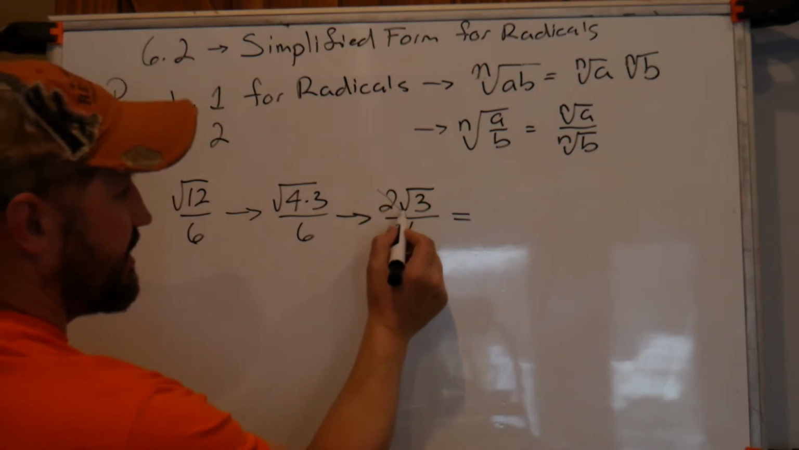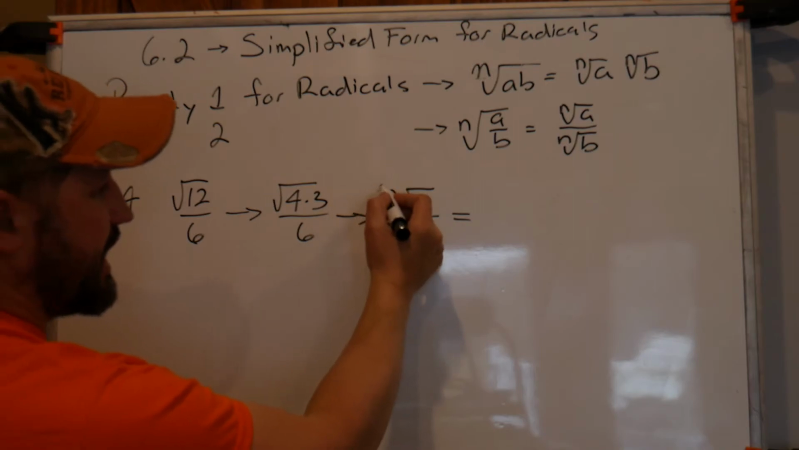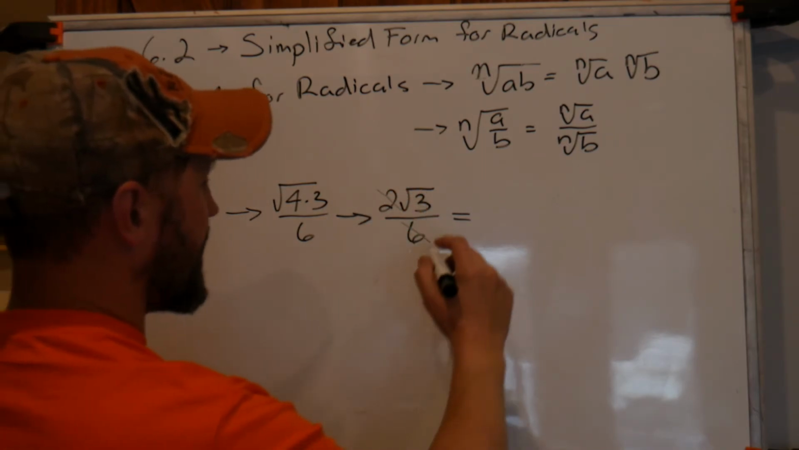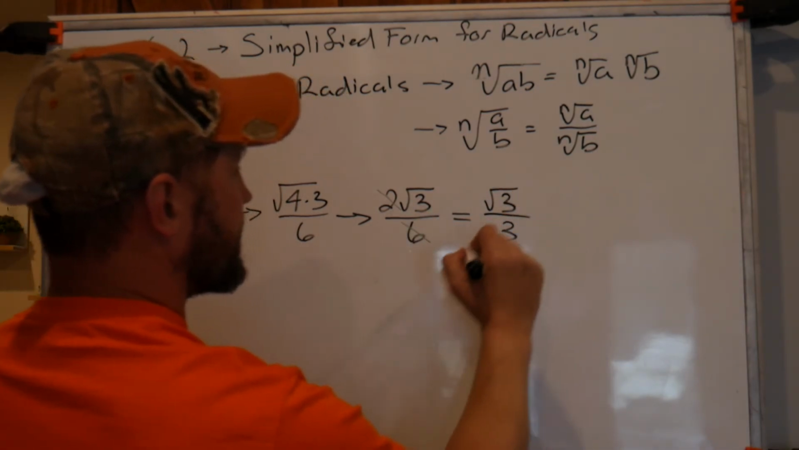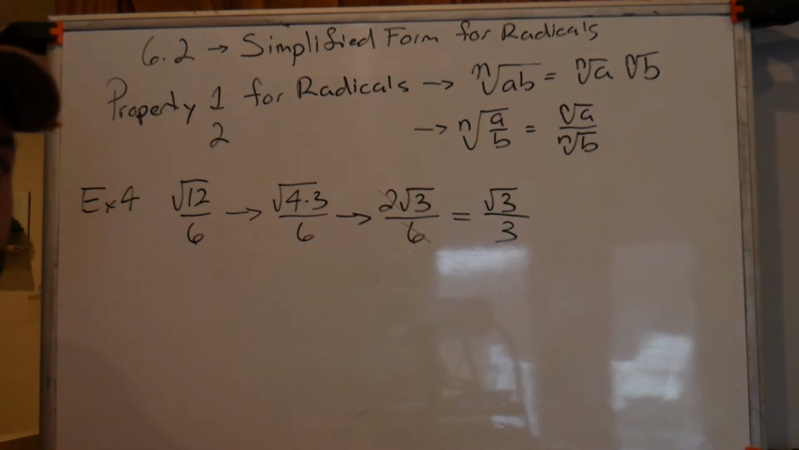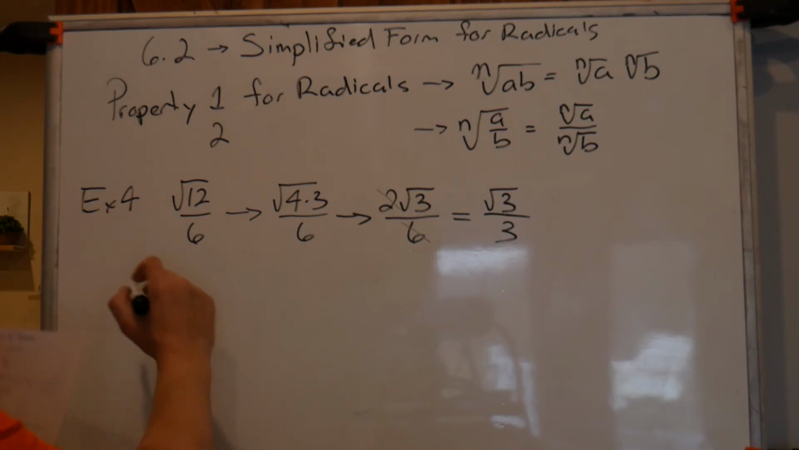Now I can deal with this and this. These are numbers, everything's multiplied. I can whittle these away and just leave my radical. So 2 goes into itself once, it goes into 6 3 times. Square root of 3 over 3, I leave it, I'm done. I can't do anything else with that. Square root of 3 doesn't have an exact value.